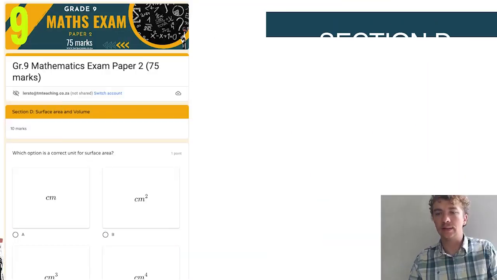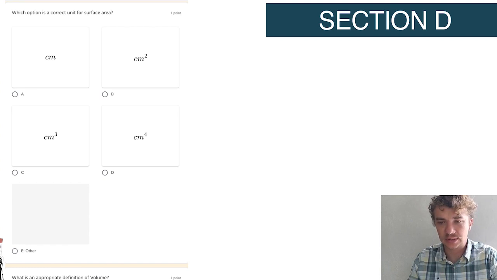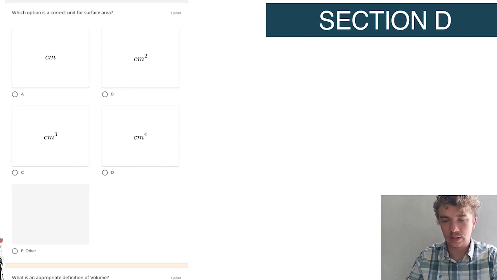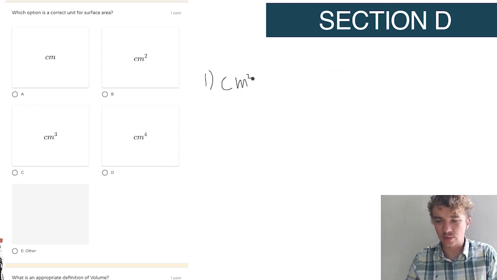Thank you. Alright, let's start with section D, which is surface area and volume. The first question is, which option is a correct unit for surface area? We have centimeters, centimeter squared, centimeter to the power of 3, centimeter to the power of 4, and other. For surface area, the correct unit is definitely centimeters squared, because surface area is just the total area, so the unit will always be centimeter squared or meter squared or whatever, but always the square option.